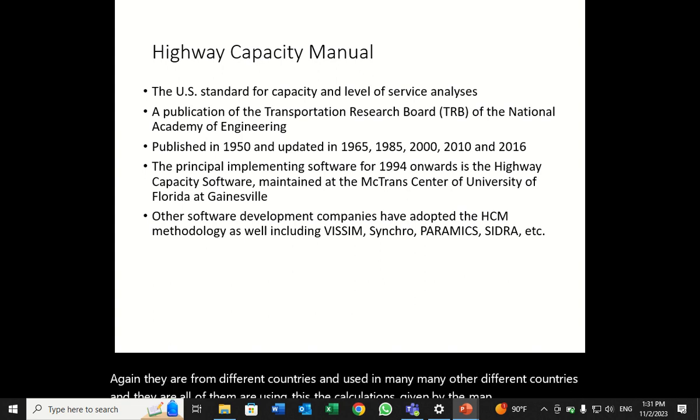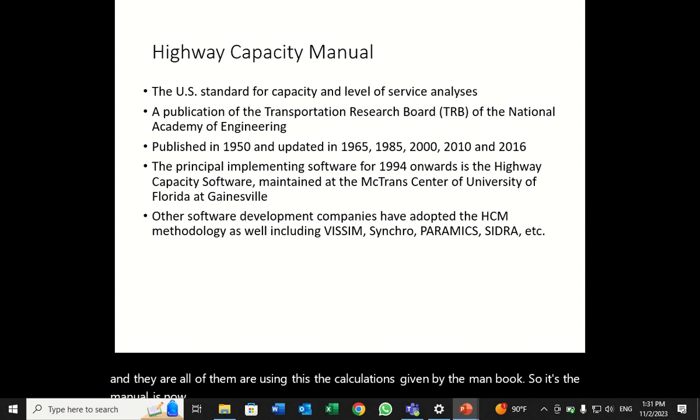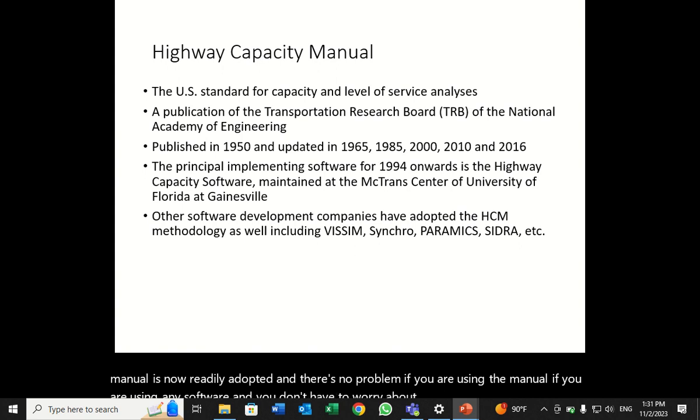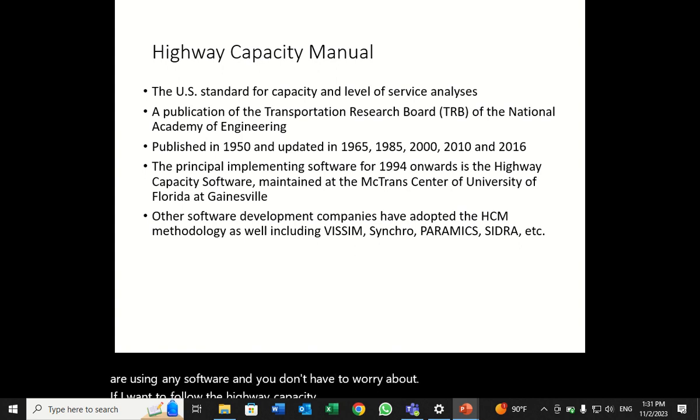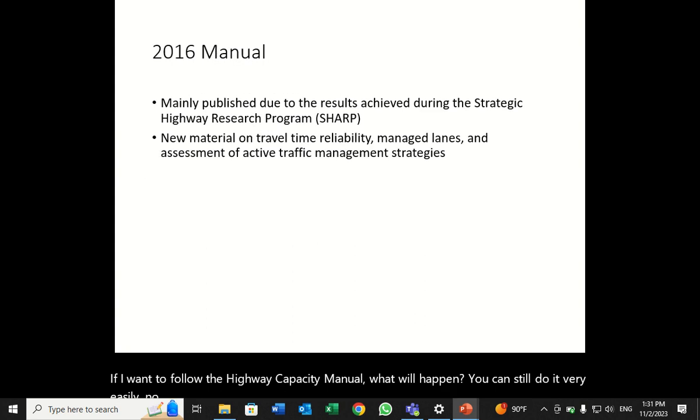So the manual is now readily adopted, and there's no problem if you are using any software. You don't have to worry about what will happen if you want to follow the Highway Capacity Manual. You can still do it very easily, no problem with that.